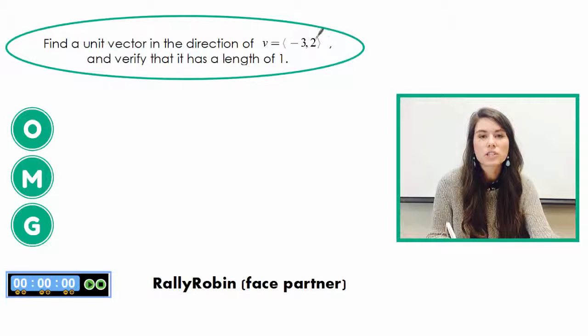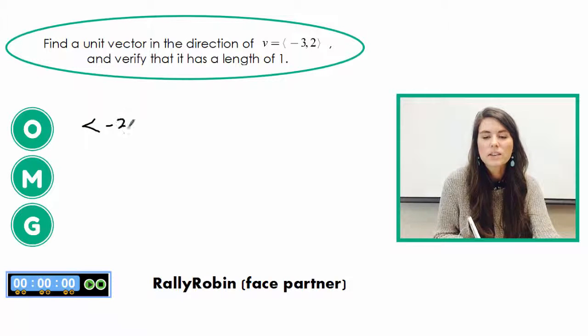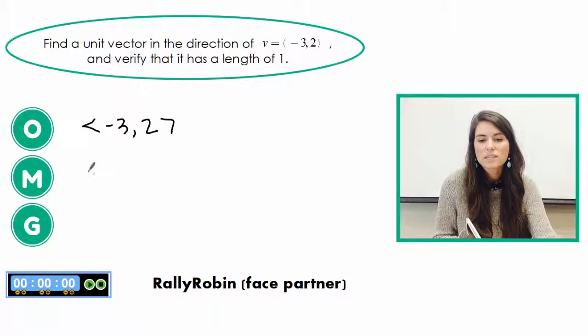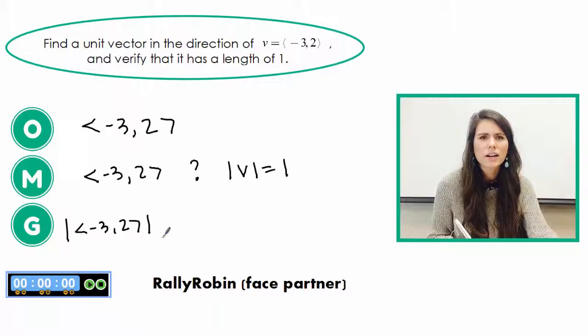So let's look at the vector we're given. We're given -3, 2, and we're asked to create the unit vector for that. So that's my vector that I'm going to start with. My mission is to turn -3, 2 into some vector whose magnitude is 1. My game plan is to first find the magnitude of -3, 2. I don't know if I can write it in this notation, but I'm going to because it makes sense.